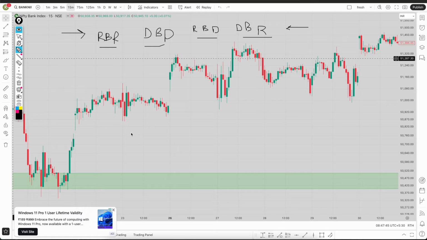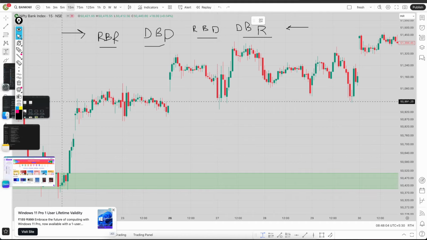So let's try to mark those zones. First of all, I'll tell you the tool which I am using to mark these zones, and I'll show you the settings for that, so that it becomes clear. So over here I have this price range tool, and I'll show you the settings for that.